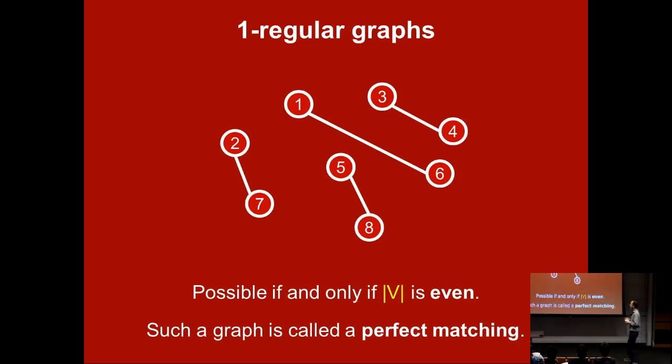Okay, this kind of graph is called a perfect matching. That's another term. A matching means you have a bunch of edges that don't touch each other, and perfect means that every vertex is involved. So everybody has one match. Okay, so 1-regular graphs are cool. We did it.